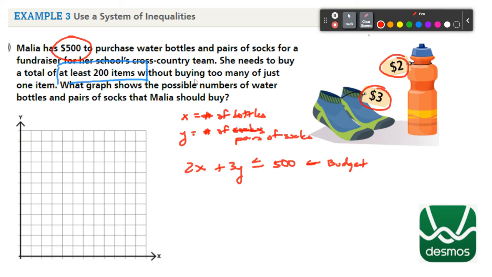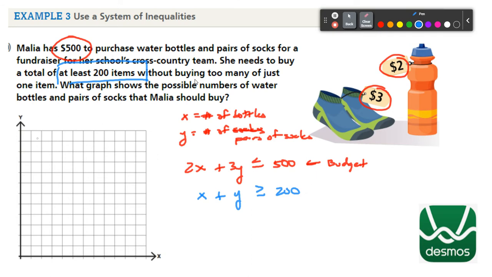And then for my second equation, for the items, I'm going to buy x water bottles and y pairs of socks. And if I want it to be at least 200, that means 200 is the lowest it can be, but it needs to be greater than 200. So at least or greater than. At least means equal to or greater than 200. And this is for the items.